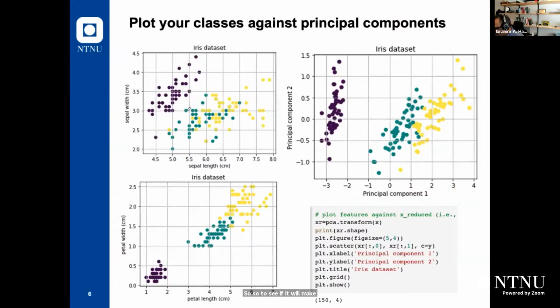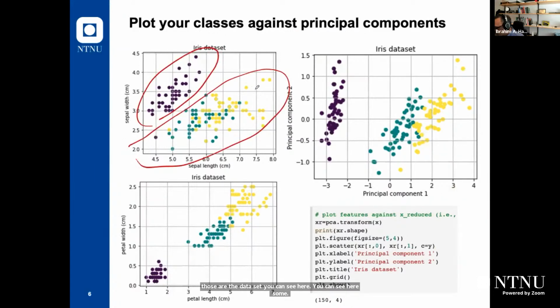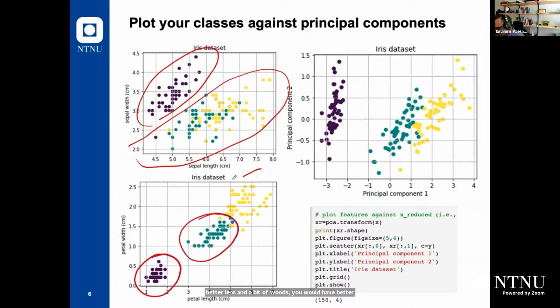So this is the sepal length and the sepal width. Those are the data set. You can see here we have some overlap, right? And those two classes are close to each other, for example. So using sepal width and the sepal length is still difficult. Maybe if you plot it against the petal length and the petal width, you will have better classification. So now it's much better when we plot the data set against petal length and the petal width.